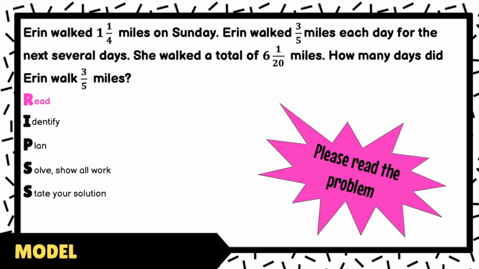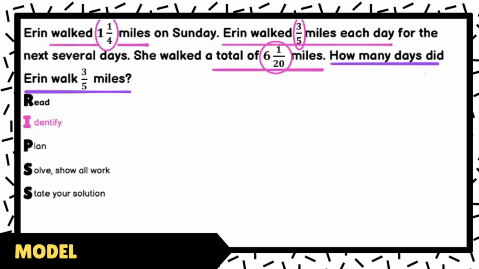So the first step when you're solving a word problem is always to read the word problem. After you read the word problem, then you need to go ahead and identify the important information, whether that's underlining or circling the important information that you are taking away from the word problem. So what I feel is important is that Erin walked 1 1/4 miles. She walked 3/5 miles each day for the next several days.